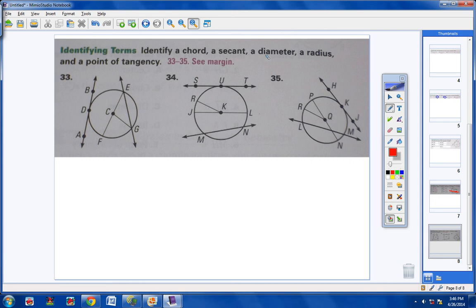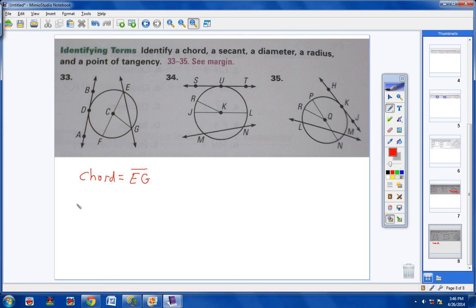Identify a chord, a secant, a diameter, a radius, and a point of tangency. Okay, no problem. So for number 33, a chord would be, for example, segment EF. There's a chord. You could also say segment EF. That would be a chord.